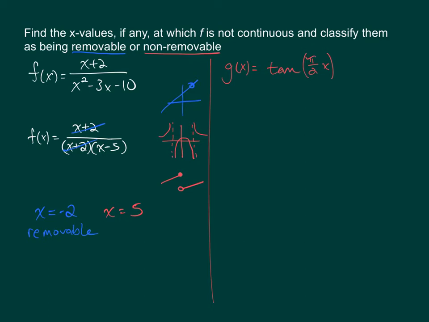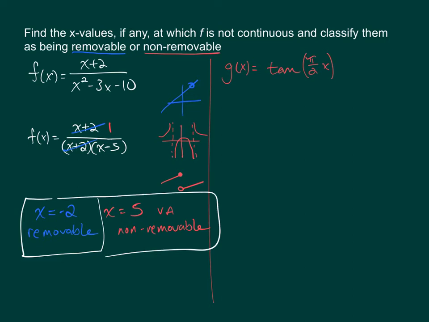So when you cancel those out, you're left with a 1 in the numerator, so you have a 1 over x minus 5. And if you set this factor equal to 0 and solve for x, you get that x equals 5. There's nothing to cancel with it. That makes this a vertical asymptote, but also that makes this non-removable. So we have two answers here, x equals negative 2 and x equals 5. The negative 2 being removable, and the positive 5 being non-removable.